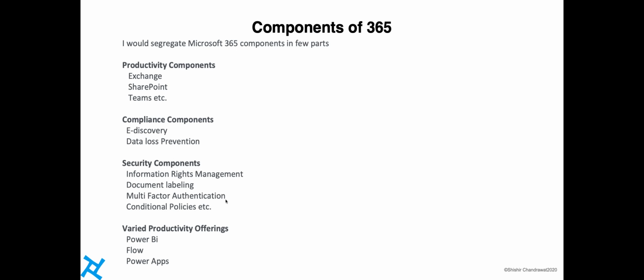Okay, so this section is about the components of Office 365, and I would segregate Microsoft 365 components into a few parts. So there are productivity components like the standard Microsoft Exchange, SharePoint, Teams, because they help people to do productive work and be more productive. So these are productivity components. I'm going to explain what SharePoint is and management of SharePoint in the modules which are about SharePoint. We have some modules, but for now just remember that it is a productivity solution.